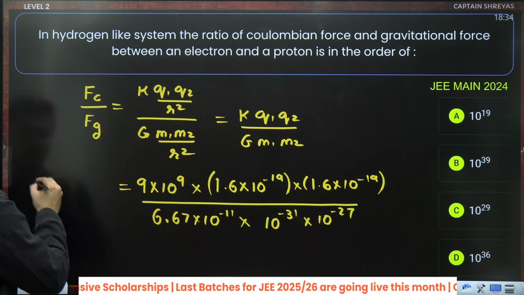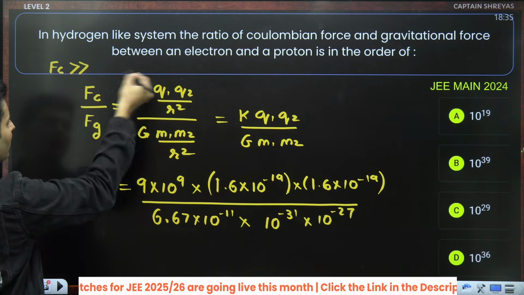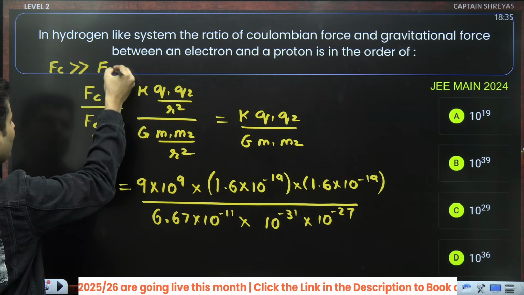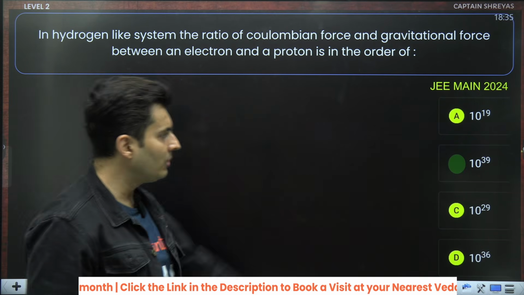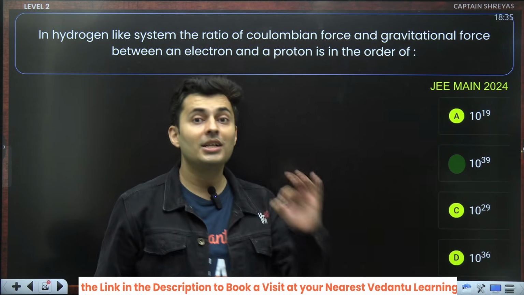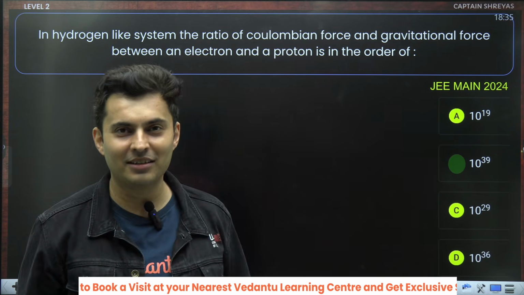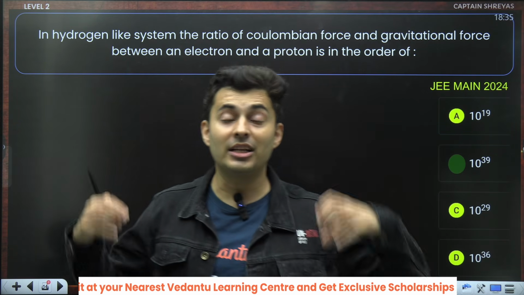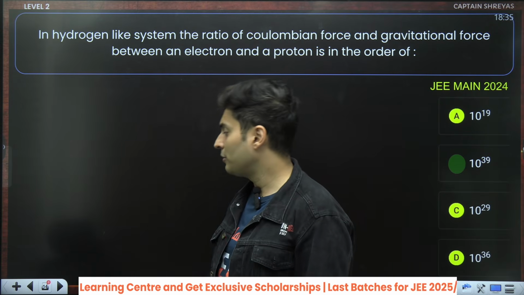as compared to the gravitational force, because we know at a short distance in a hydrogen-like atom, the Coulomb force will be much, much larger than the gravitational force. So it will be a very huge number, comes out to be 10 to the power 39. Imagine the number of zeros in 10 to the power 39. So it is 10 to the power 39 times stronger than the gravitational force.